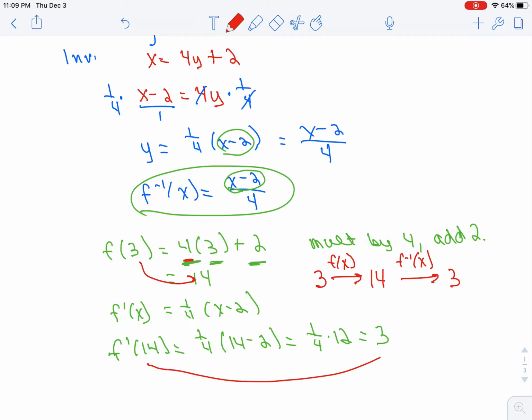We first multiplied by 4 and then added 2. So to reverse it, what we do is we first take that 2 away, we subtract the 2, and then we divide by 4 to undo the multiplication. So I just want to point that out.